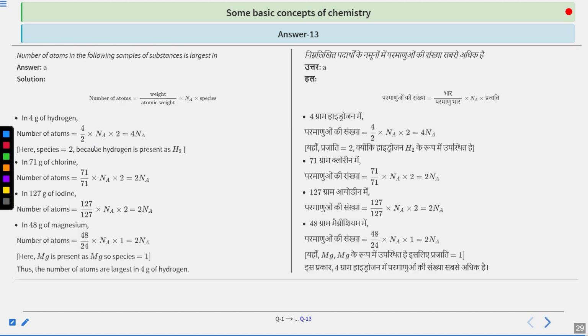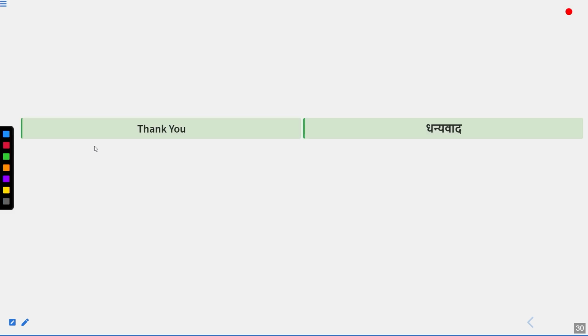That is 2Na again. Now in the last case, 48 gram of magnesium, the molar mass for magnesium is 24. In this case, we multiply it by Na, but we don't multiply by 2. Why? In all the other cases they were diatomic molecules, but this is not diatomic, it is monoatomic, as it is a metal. That will give you 2Na again. So here magnesium is present as a single atom, so we have taken the species as 1. It is also mentioned here. Therefore, 4 gram of hydrogen has the largest number of atoms. Clear? This was for today's class.